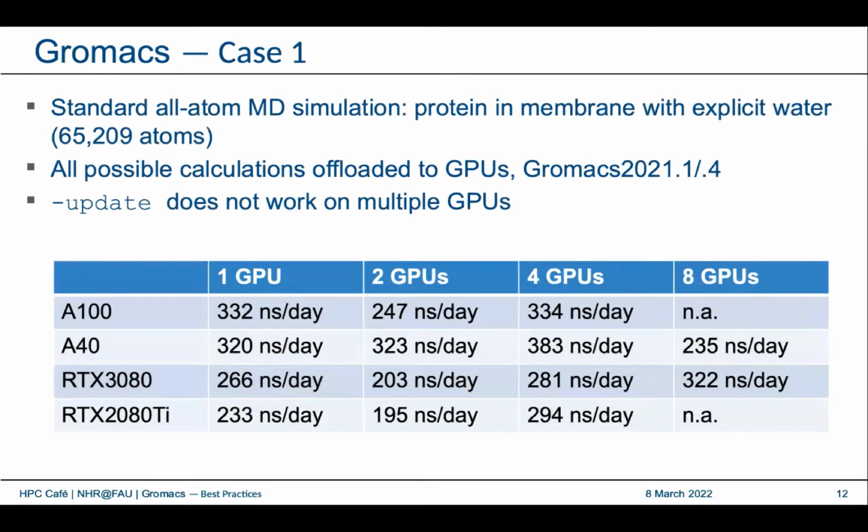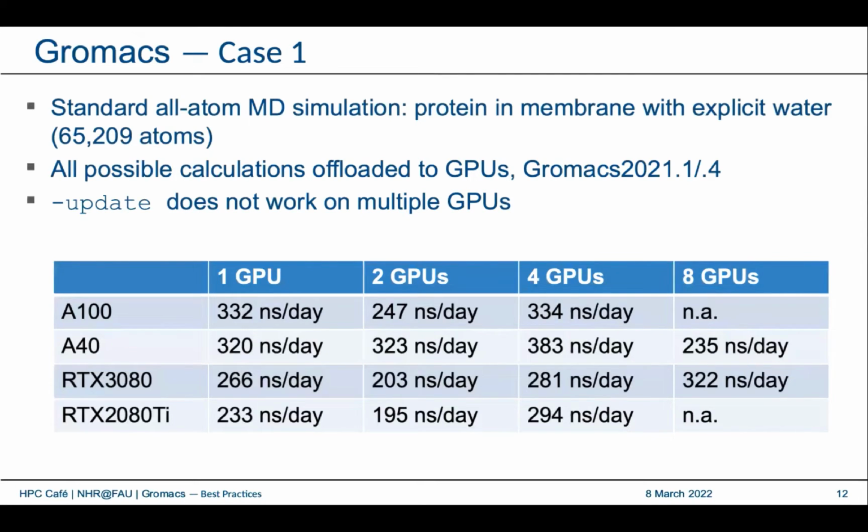This is the same case. It's also the offload of every calculation on GPU. And what we can see here is that the newest generation of GPUs yields the best overall performance because the GPUs also improved the architecture. There are more cores available, the communication is better.